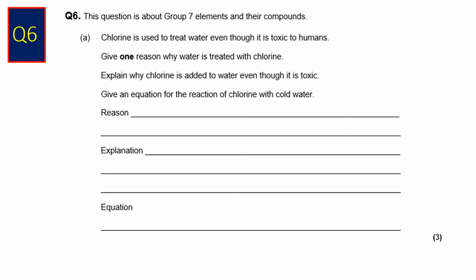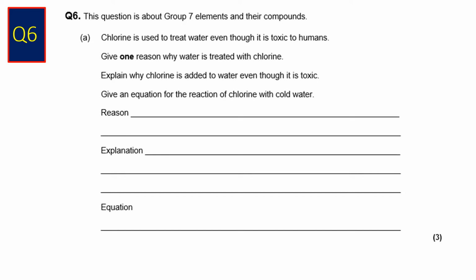Question 6. This question is about group 7 elements and their compounds. Chlorine is used to treat water even though it's toxic to humans. Give one reason why water is treated with chlorine. Explain why chlorine is added to water even though it's toxic. Give an equation for the reaction of chlorine with cold water.